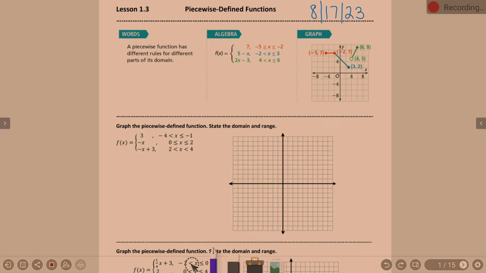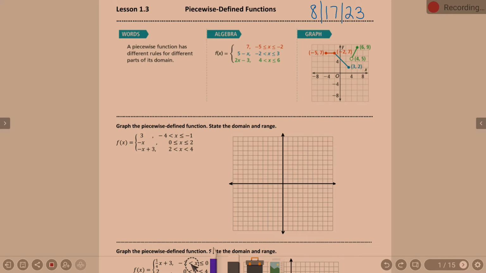So like the red piece, it's the equation f of x equals 7, so y equals 7, but it's just from -5 to -2. The blue piece is 5 minus x. It only goes from -2 to 3. The green piece is 2x minus 3. It only goes from 4 to 6. So each of these is defined on little pieces.